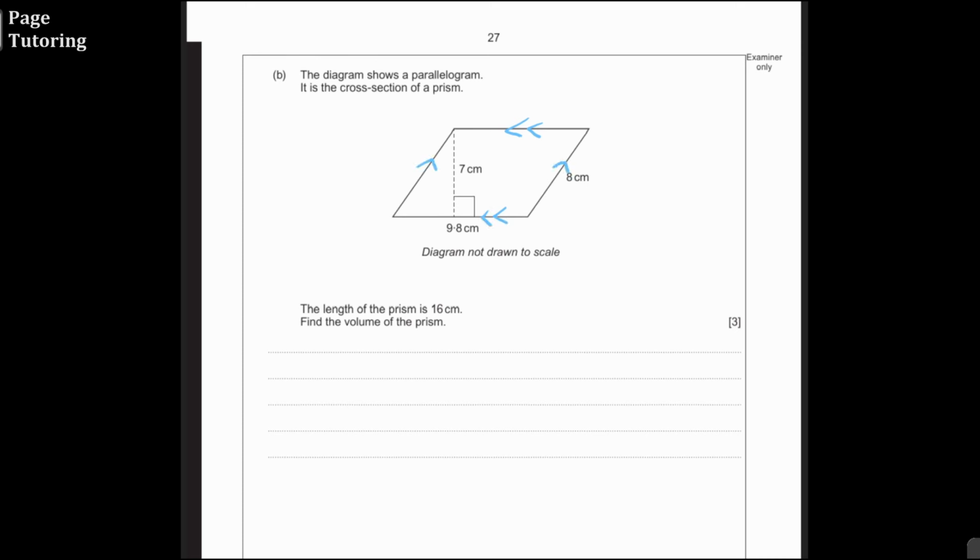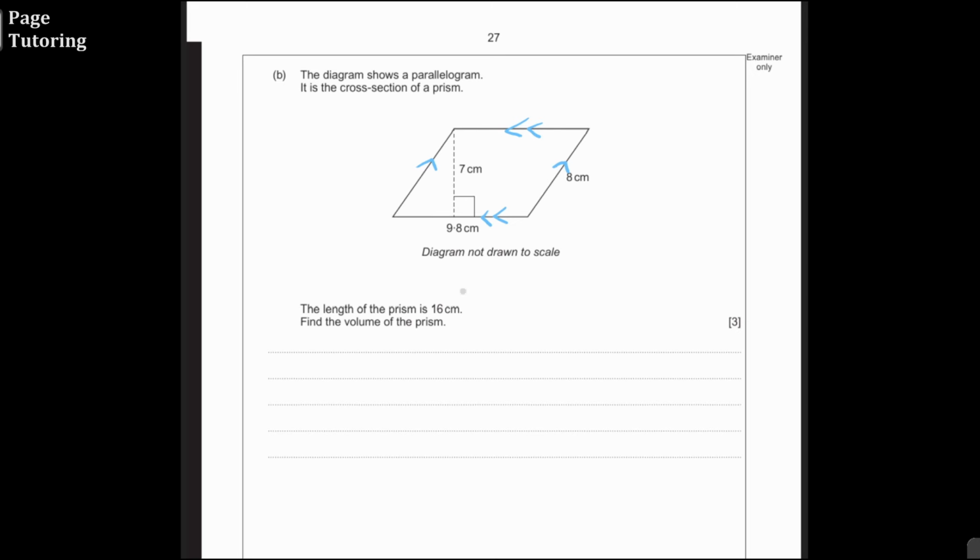So it says it's the cross section of a prism, and it also says diagram not drawn to scale, so we're not going to use any of our tools. We're going to use what we know about these shapes. So the length of the prism is 16 centimeters. So find the volume of the prism.